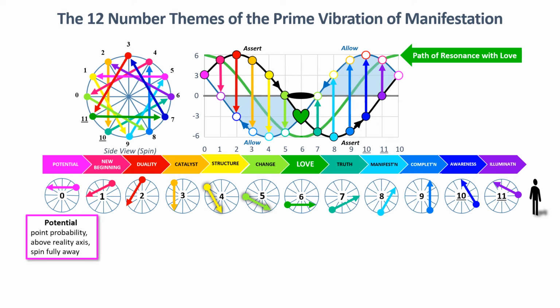We begin the cycle with position 0 shown in magenta, or pink. As its geometry is that of a point above the real axis and with a spin fully away, it resonates as a purely unmanifest and distant potential.